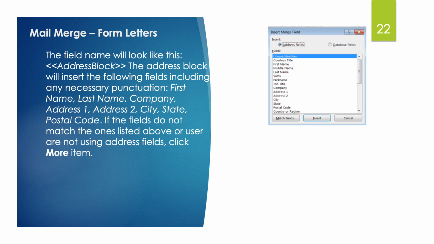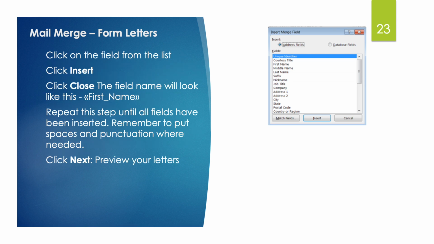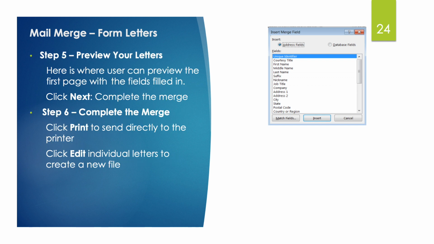So if the fields do not match the ones listed above or you are not using address fields, you can click on More items. So click on the field from the list and then click on Insert. Click Close. The field name will look like this one, so it will show the first name. You need to repeat this step until all fields have been inserted. Remember to put spaces and punctuation where needed, otherwise it will just be combined. And then you can click on Next and preview your letters.